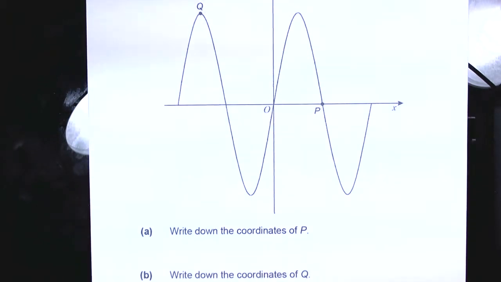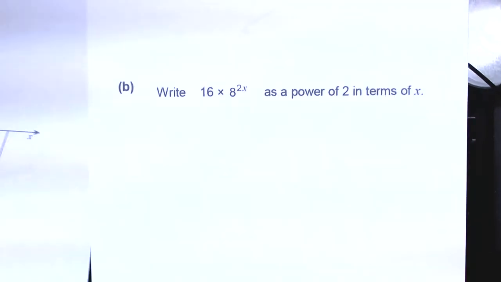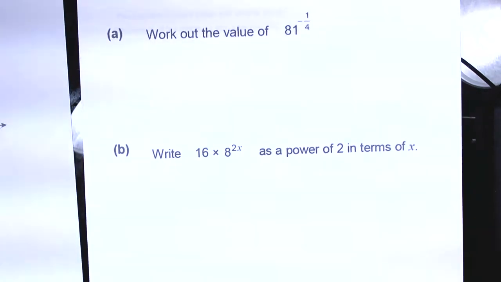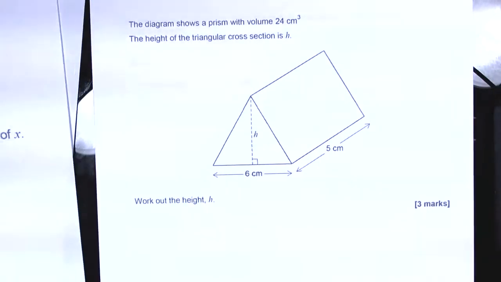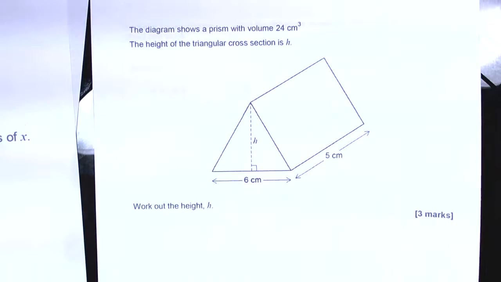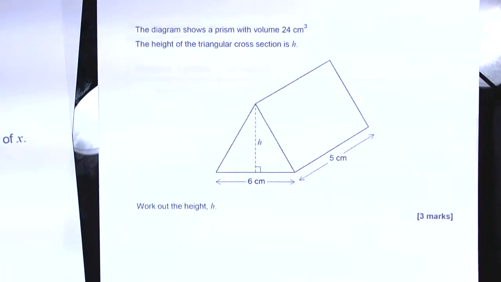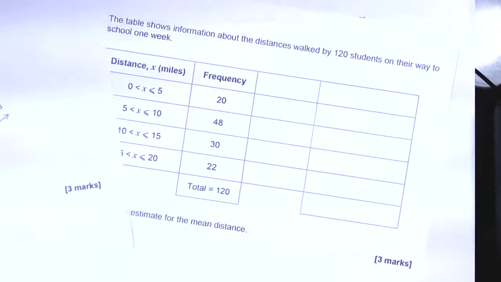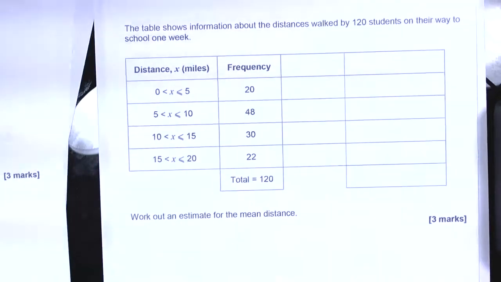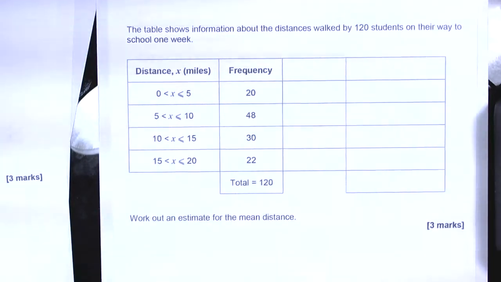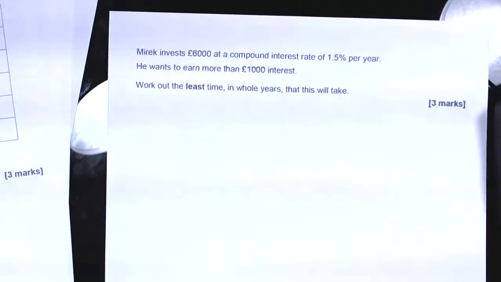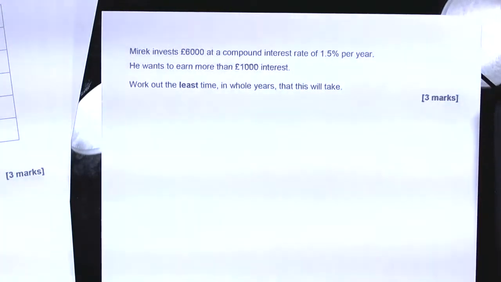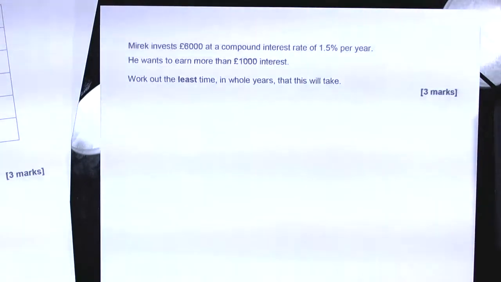Okay, so here we've got a question on the sine curve. Then we're going to do a couple of bits on the rules of indices, the laws of indices, and a little bit on the volumes of prisms and reverse calculations, and then estimated mean, just to check you remember the formula and how to use it, and to finish off with something to do with compound interest. Okay, so I'll get started.